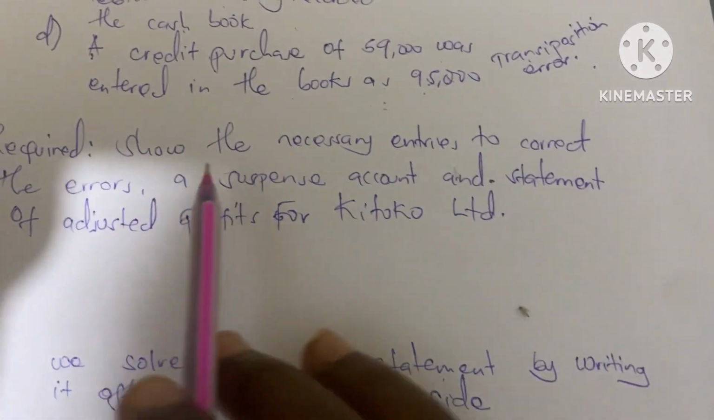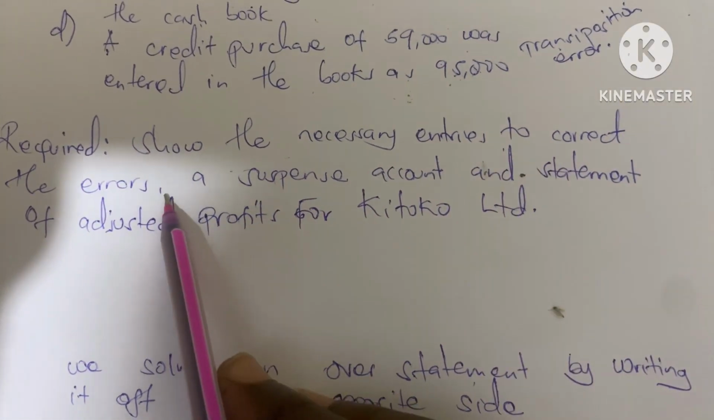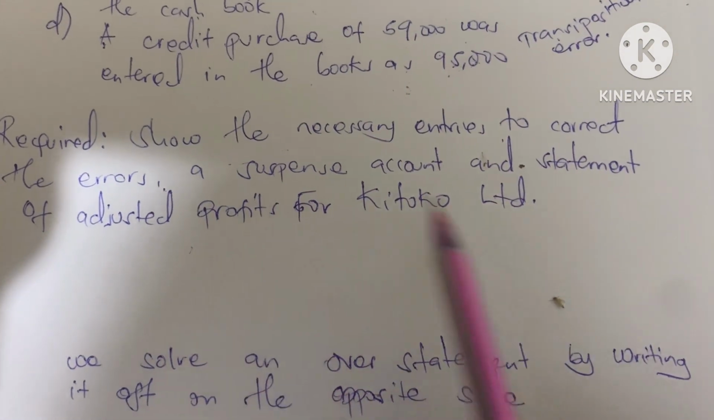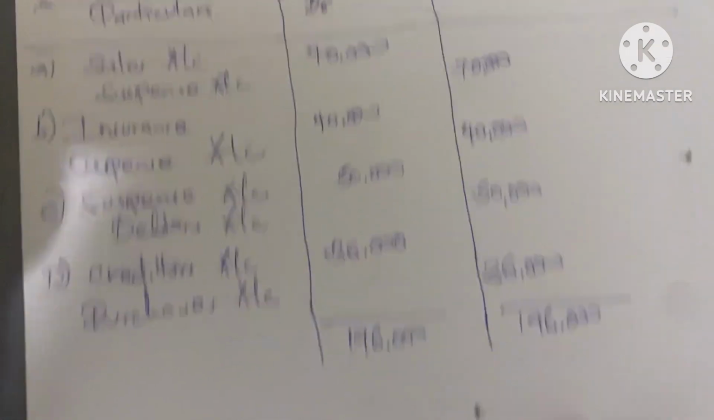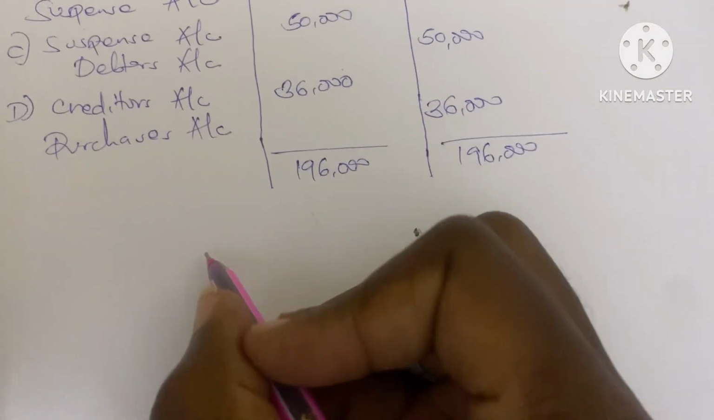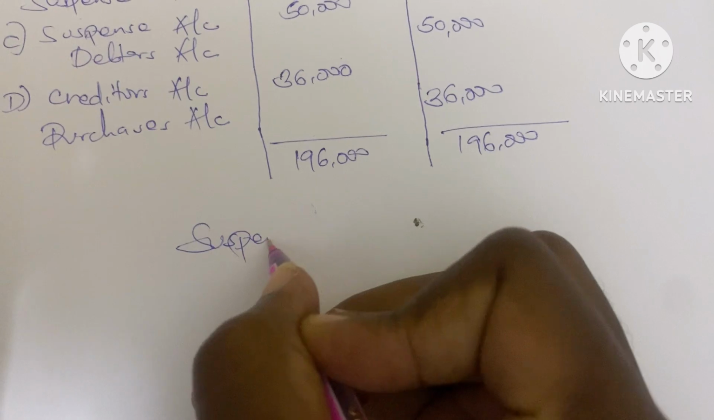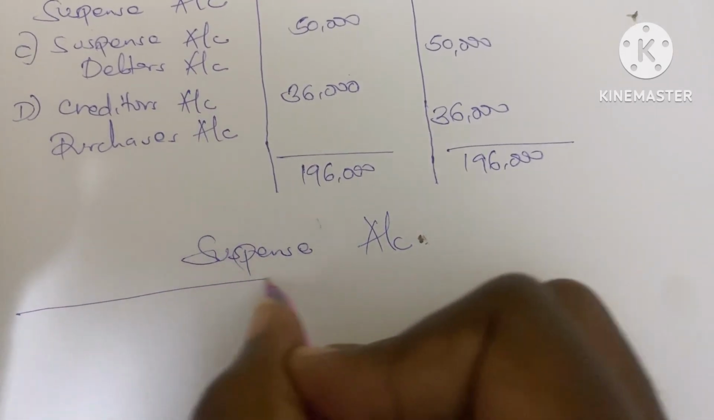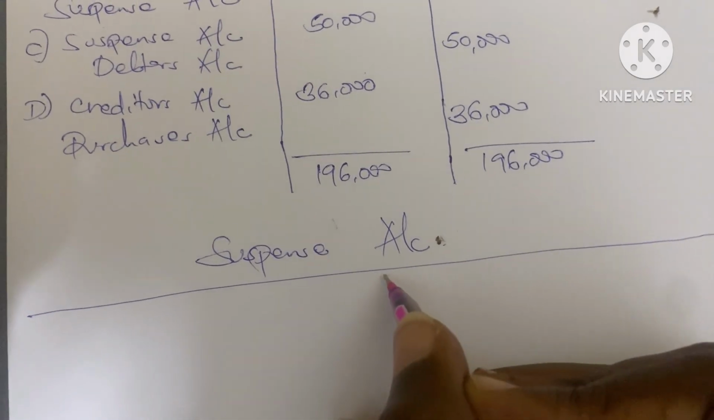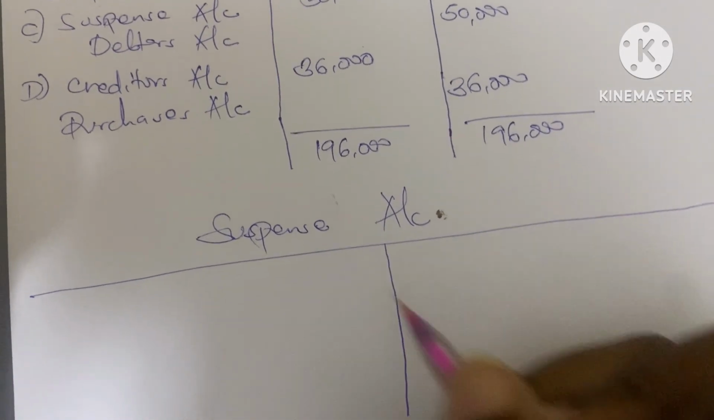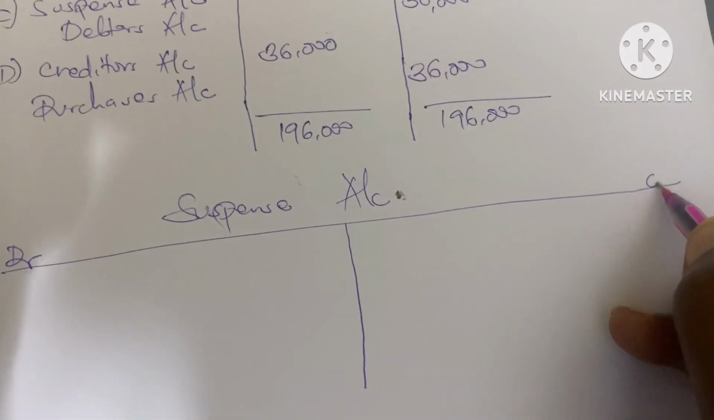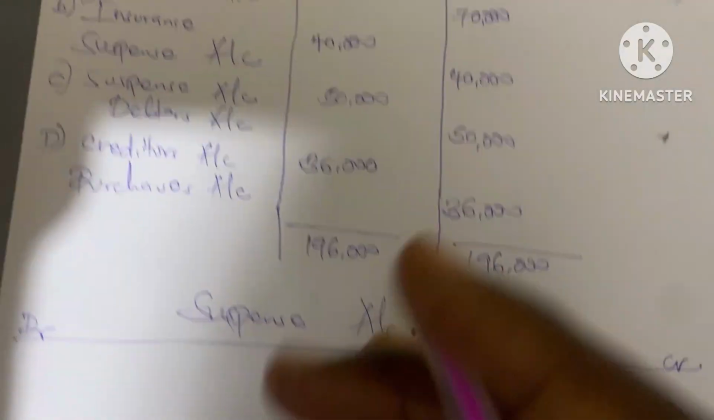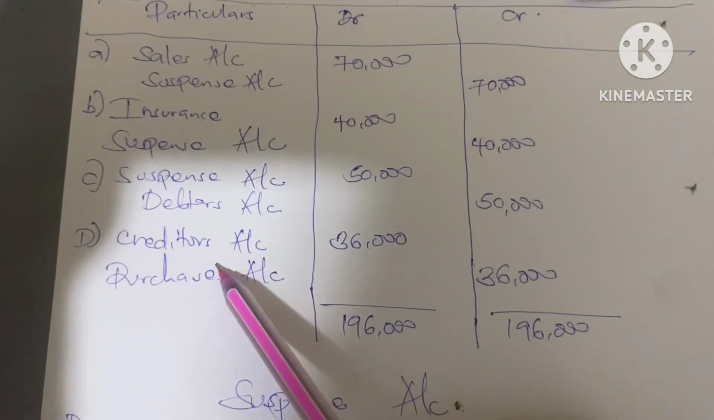So the question requires us to show the necessary entries to correct the error, then prepare the suspense account and then the statement of adjusted profits. So those are the necessary entries, then we prepare the suspense account. So debit and then credit. So we are going to get what to put in the suspense account from here.